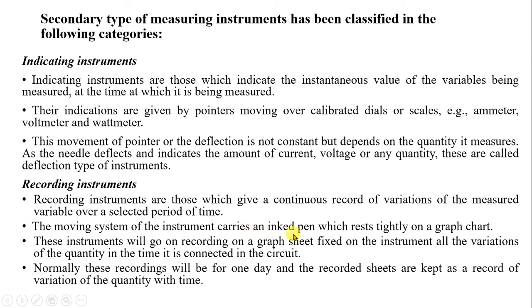So the moving system of the instrument carries an ink pen which rests tightly on a graph chart. In a pasteurizer there is one recorder of this graph type. This graph recorder records the temperature of milk continuously on a graph. Any deflection in the temperature, it will show accordingly. There is a circular graph, and there is a pointer which is the ink pointer. The graph continuously rotates, and accordingly this pointer deflects whenever there is a change in temperature. If the temperature goes up, the pen goes up; if the temperature gets down, it will also mark the change accordingly.